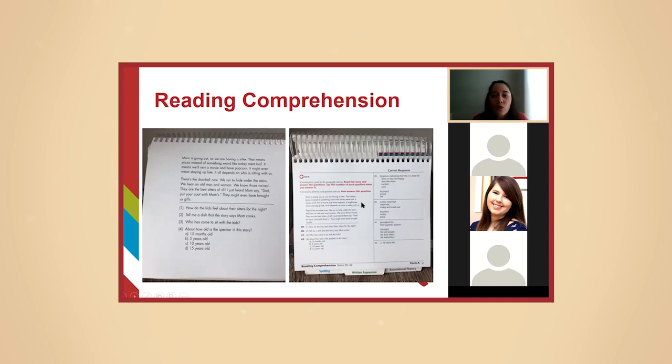Read this story and answer the questions. Say the number of each question when you answer it. We also have a prompt there: if it's taking too long, say, now answer these questions. So we know again it's standardized, so we need to follow what is in here. So that's a sample of reading comprehension.